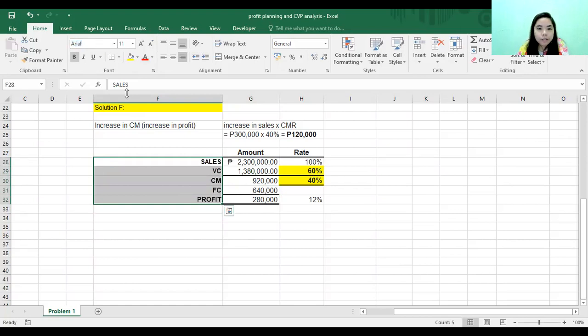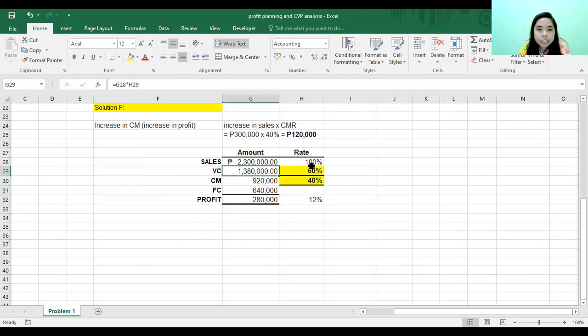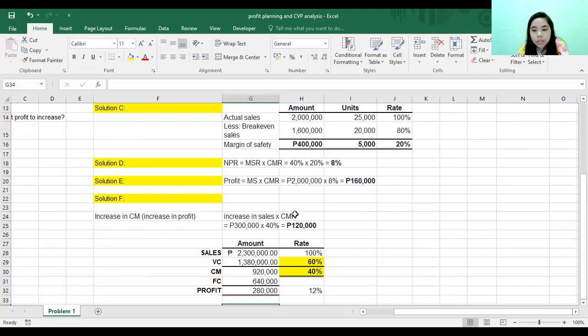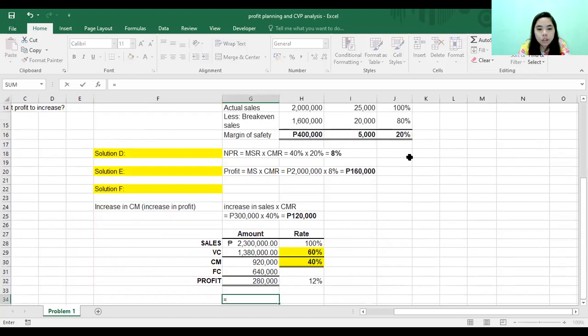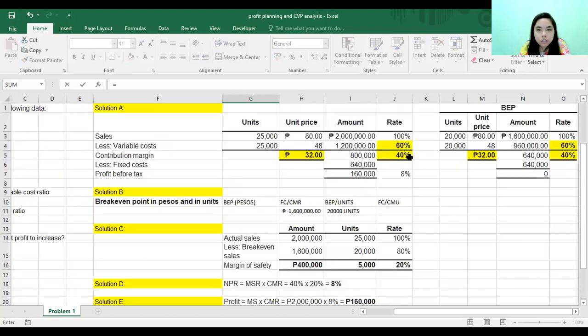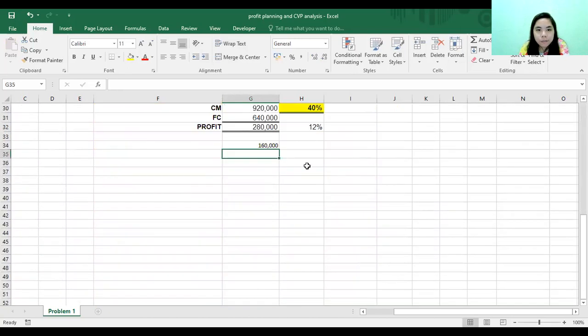Okay, so you got it, no? 60% of 2.3 million is 1.38 million. So, you have your contribution margin of 920,000 and your fixed cost is 640. There is a 120 increase in your profit. From how much? From 160. Then it became 280. So, you have an increase of 120.